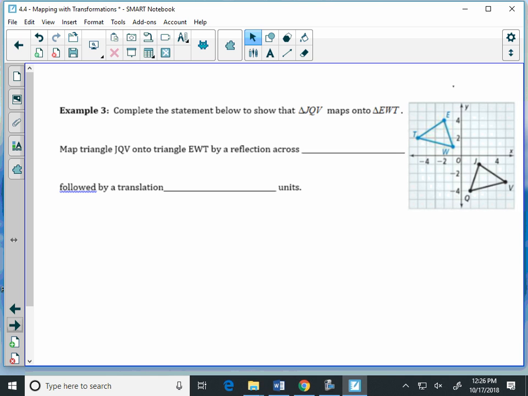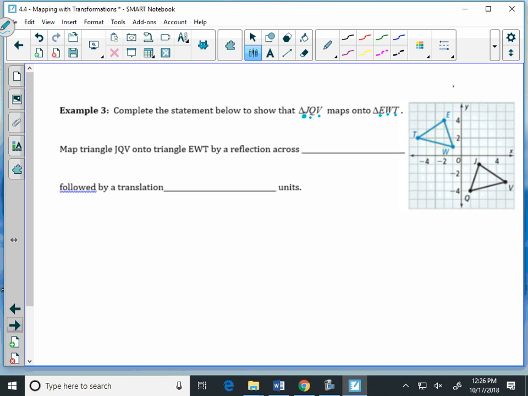So think, J is written first. So J has to map up with what? What's written first in the other triangle? E. So J is going to map up with E. Q is going to map up with what? W. And V is going to map up with T. Based on how they're written.